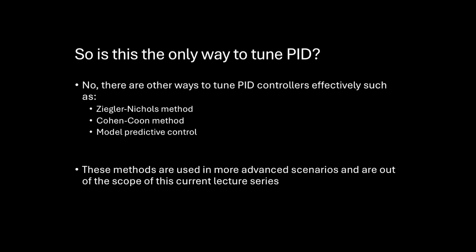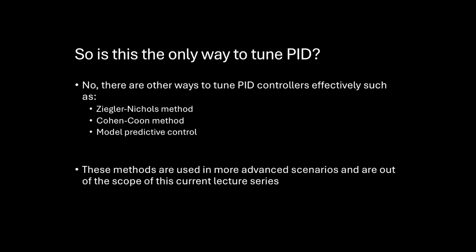So is this the only way you can tune PID? Well, not really. There are other ways to tune PID controllers, such as the Ziegler-Nichols method, Cohen-Coon method, and model predictive control. Today we just looked at manual PID tuning, but there are other ways you can tune your PID controllers for different scenarios. These methods are used in more advanced scenarios and are out of the scope of this current lecture.